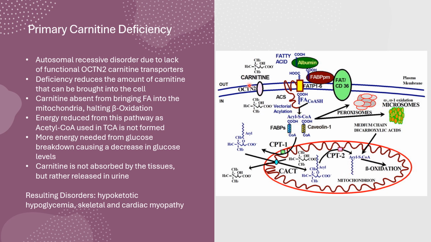Since this carnitine is just outside of the tissue, there's really nowhere else for it to go but to be filtered out through the urine. So high levels of carnitine in urine might be an indicator of this deficiency. Some resulting disorders from this include hypoglycemia, which is just due to greater energy dependence on glycolysis, which needs glucose, and weakness of muscles through myopathy.